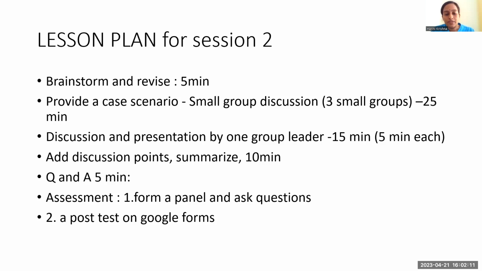Here again, there will be a brainstorming session for 5 minutes on a case scenario, by dividing into 3 small groups, then a discussion and presentation by one group representative. Each will present for 5 minutes, so that will amount to 15 minutes. Then discussion and summary, and if time permits, an assessment at the end. One of our group members had suggested forming a panel among the group members and asking questions amongst themselves, and we will be assessing their knowledge. Also, a post-test can be given in the form of Google Forms.